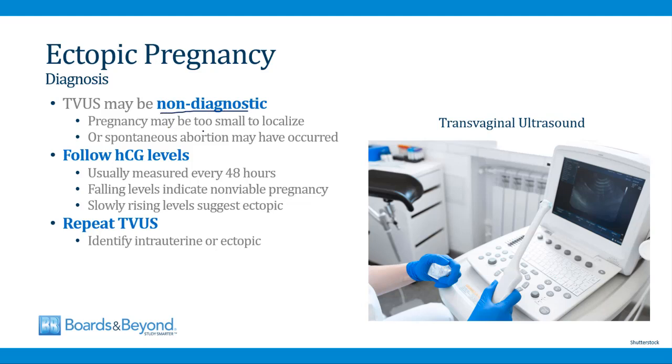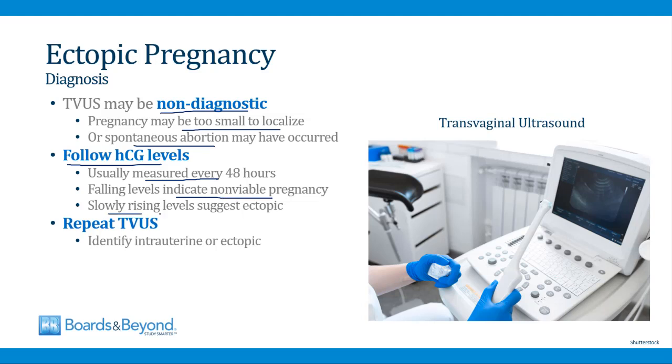This can happen if the pregnancy is too small to localize early on, or it can happen if a spontaneous abortion has occurred. In these cases, when you have a woman with a positive pregnancy test, plus abdominal pain and bleeding, but the transvaginal ultrasound is non-diagnostic, what you want to do is follow the HCG levels. Usually they're measured every 48 hours. If the levels are falling, this usually indicates a non-viable pregnancy, meaning a woman who has had a spontaneous abortion.